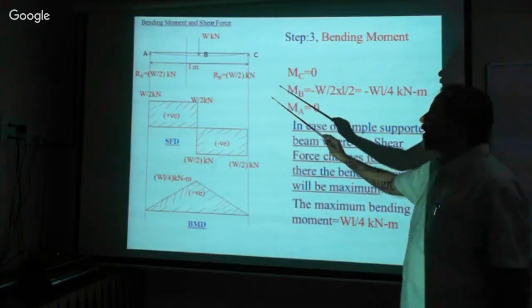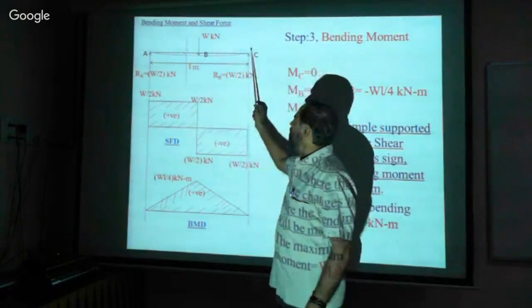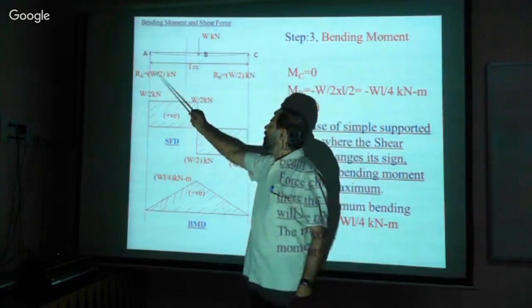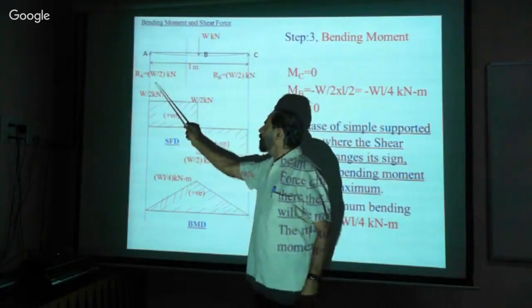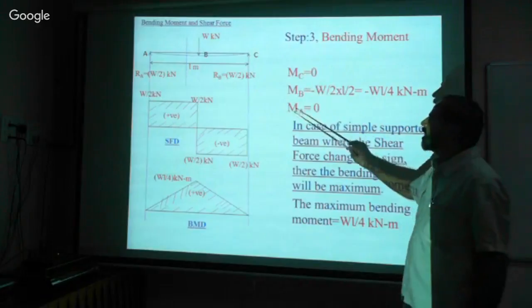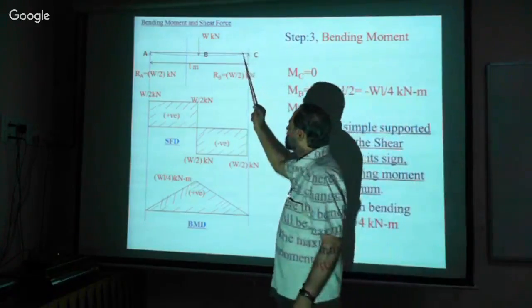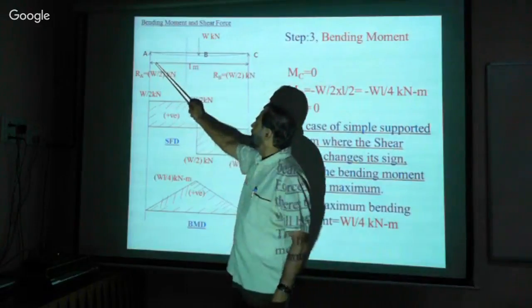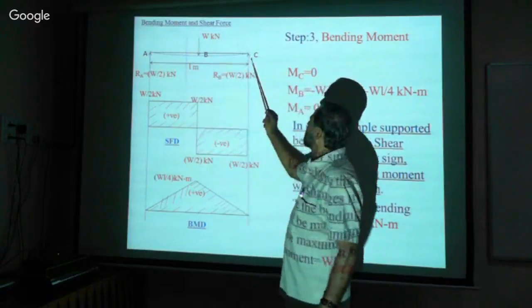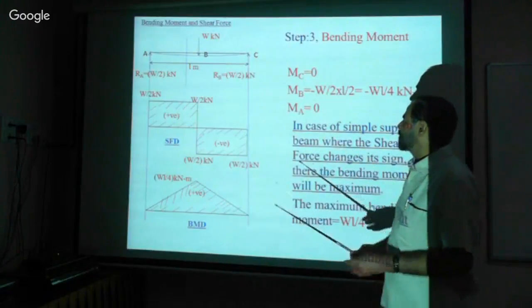Now, see, for the given beam, the bending moment at A and B, they are simply supported ends. The bending moment will be 0. MC is equal to 0 and MA is equal to 0. The bending moment occurs all over the beam except at A and C.